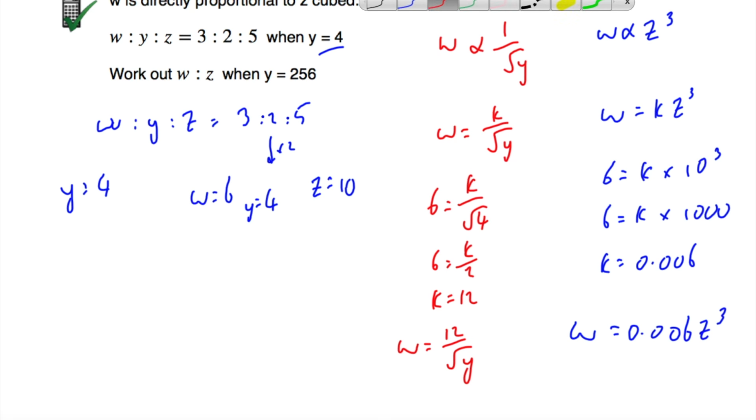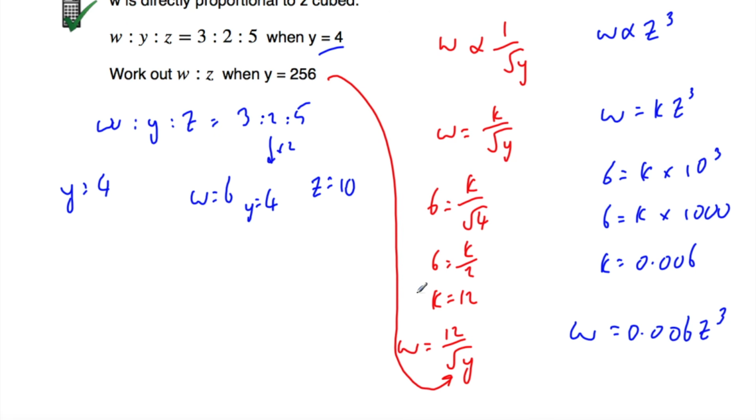So if we go back to the question, we've been asked to find the ratio of w to z whenever y is equal to 256. So let's let y equal 256 and substitute it back into here. And then we'll find out what w is, and then we'll take that value for w and put it in here and find out what the value of z is, and then we can find that ratio.